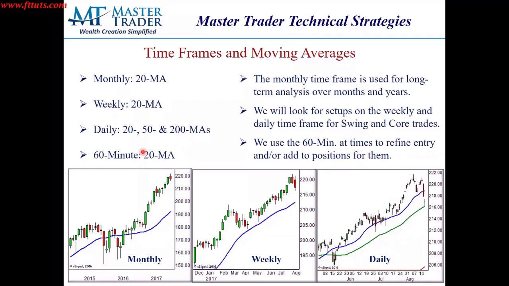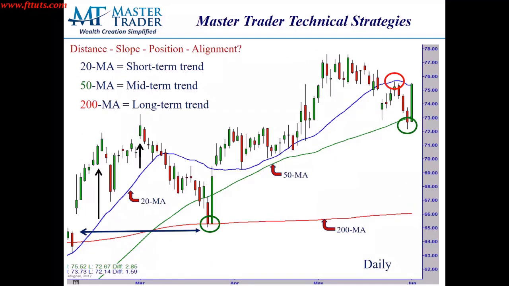And on our daily, we're going to put the 20, the 50, and the 200. And on the 60, the weekly, the monthly, we're going to have our 20-period moving average. Keeps the charts clean, simple. We're just following the trends on those time frames.